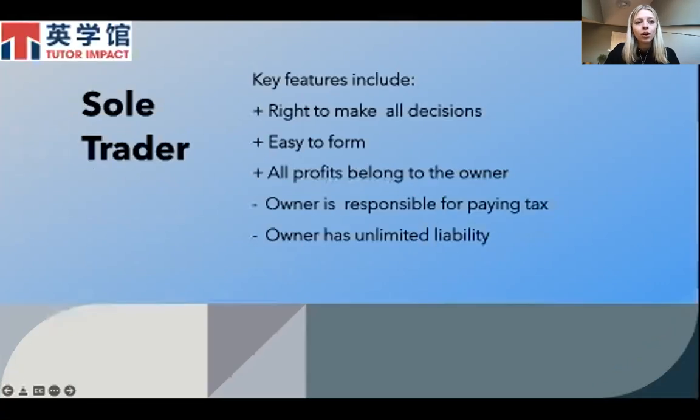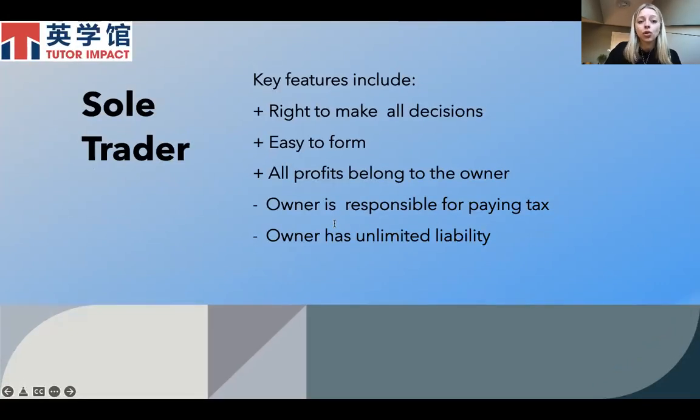The first one, as we discussed, is the sole trader. That is where an individual runs a business, they own it, and they have the right to make all decisions affecting that business. So they can pretty much do whatever they'd like with that business. But this also means that they're responsible for paying any tax on money the business makes, and they're also liable to pay any debts of the business.